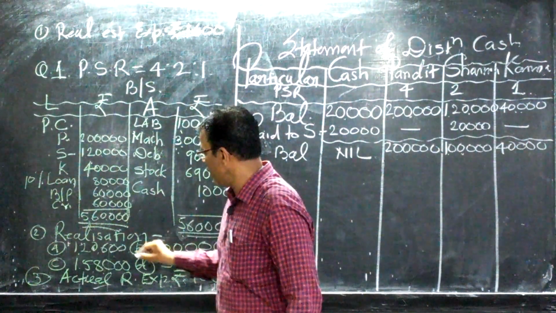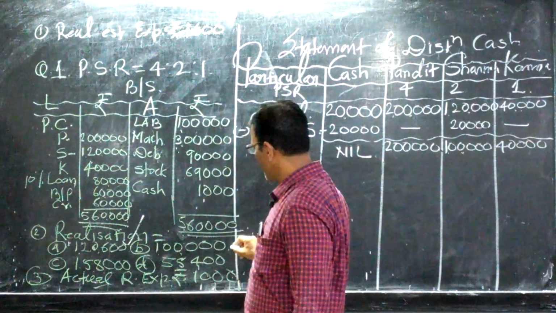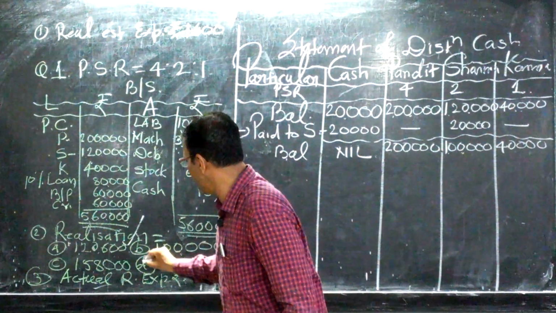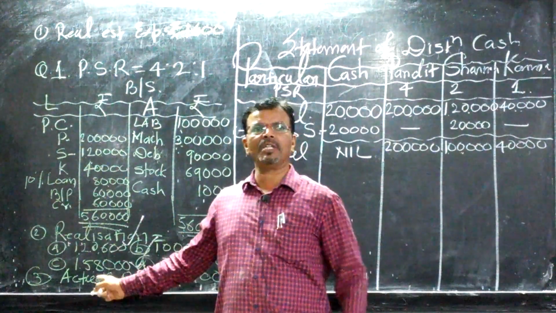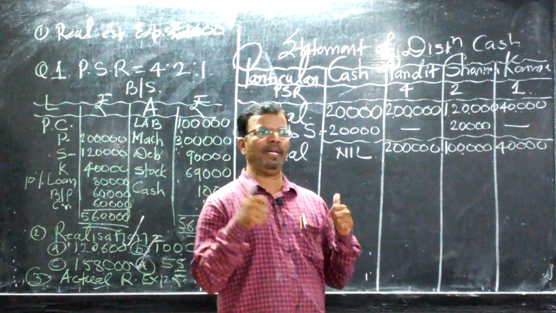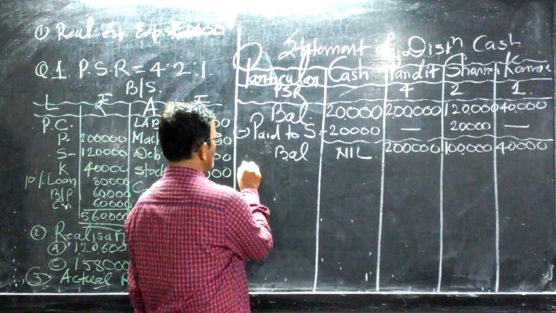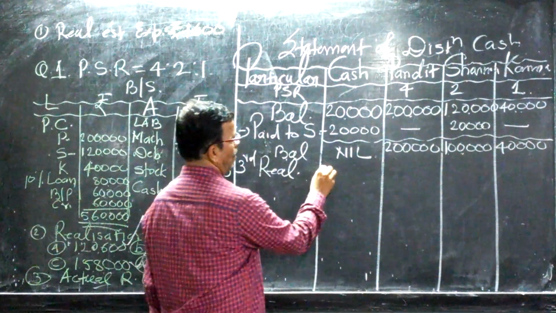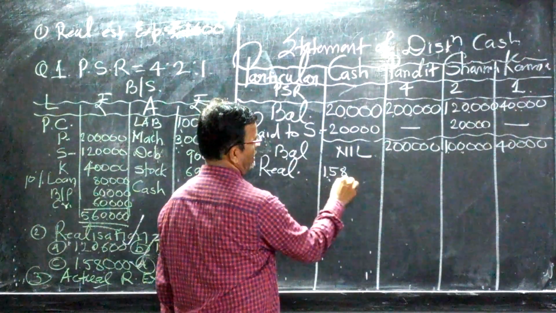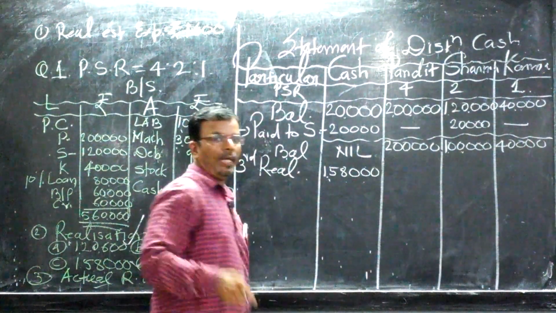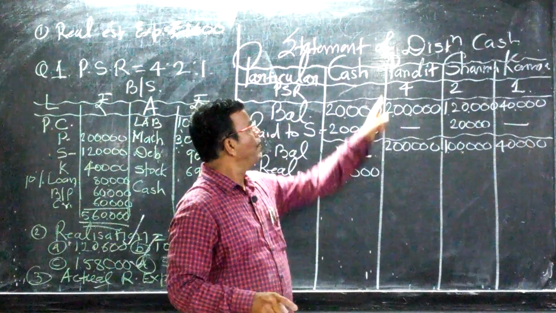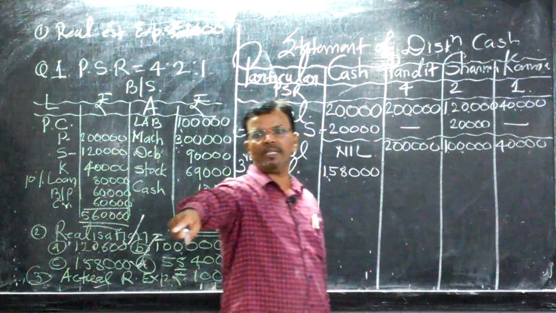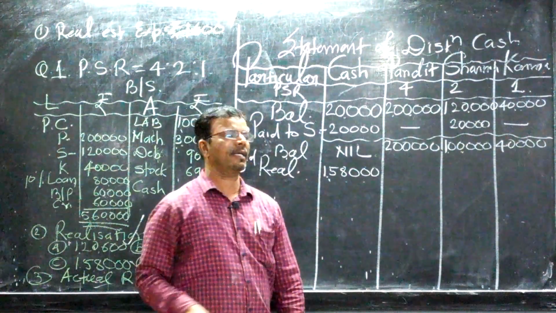So I have taken the first realization over. I have taken the second realization, that is also over. Now I will take the third realization. How much did I get in the third realization? 1,58,000. Very good. Now the second time I have to pay Pandit 40,000 and Sharma 20,000 as per the statement of excess capital.